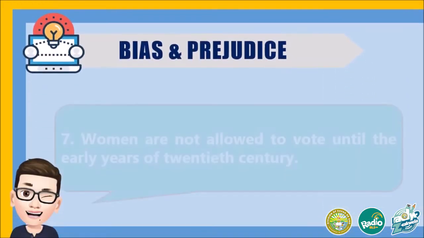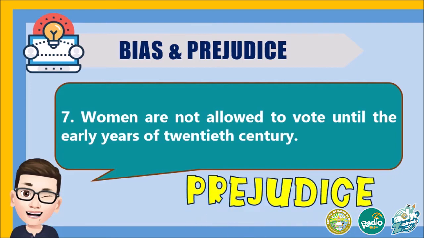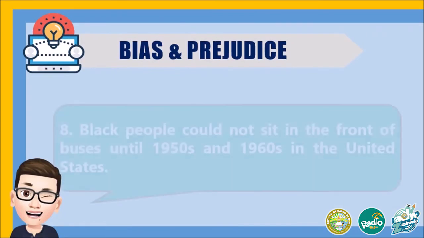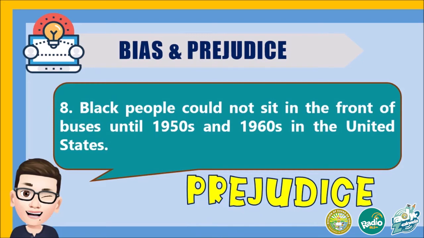Number seven, women were not allowed to vote until the early years of the 20th century. The correct answer is prejudice. It is a discrimination based on gender. Women are capable human beings. Number eight, black people could not sit in the front of buses until the 1950s and 1960s in the United States. The correct answer is prejudice. It is also a discrimination, racism to be particular. It is discrimination against one's race and color.